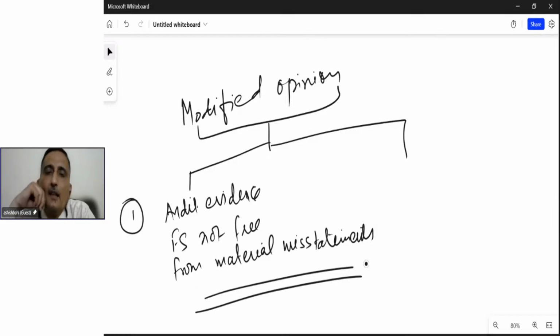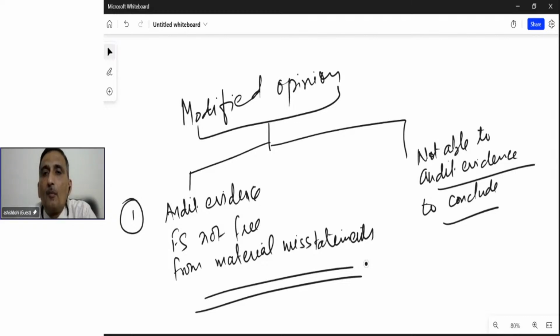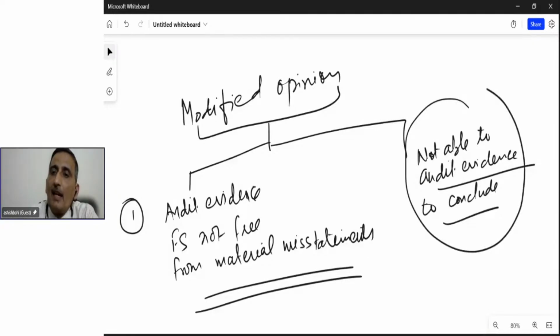Okay, so then he would be giving a modified opinion. Or it can so happen that he is not able to obtain any audit evidence to conclude that financial statements are not free from material misstatements. Then also he issues a modified opinion. Okay. So in this case, when he is not in a position to obtain audit evidence, he issues a disclaimer. He issues a disclaimer of opinion.